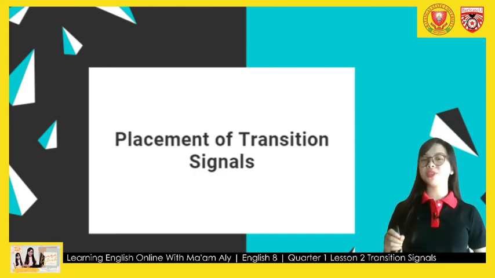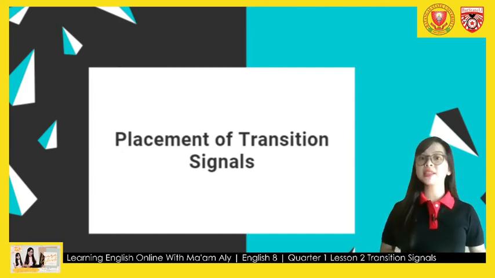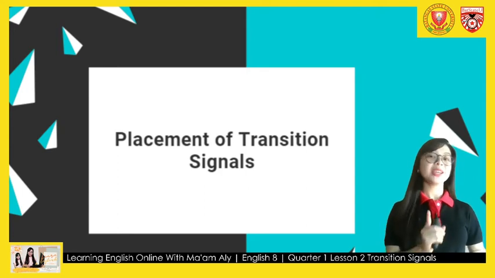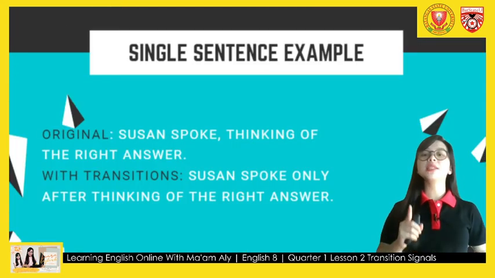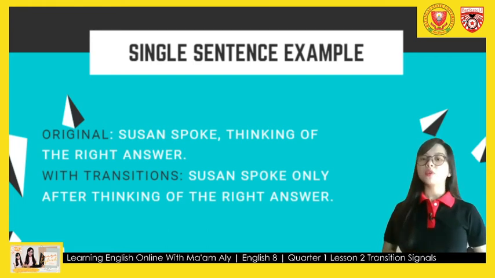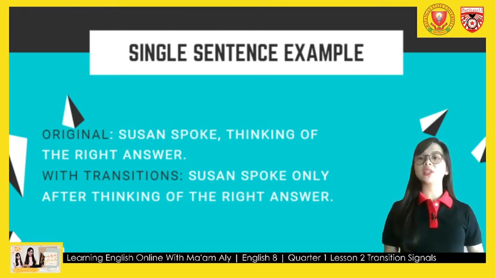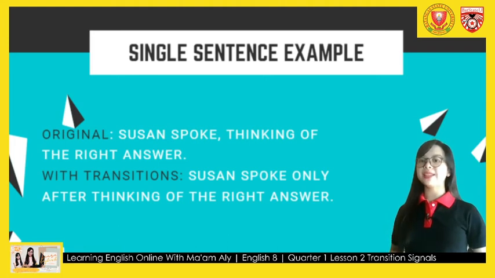Transition words can be used within a single sentence, between two different sentences, or even between paragraphs. Let's see how the sentences can be improved by adding transitional devices in each of these situations. First, we have a single sentence example. For the original sentence: Susan spoke, thinking of the right answer. With transition: Susan spoke only after thinking of the right answer.